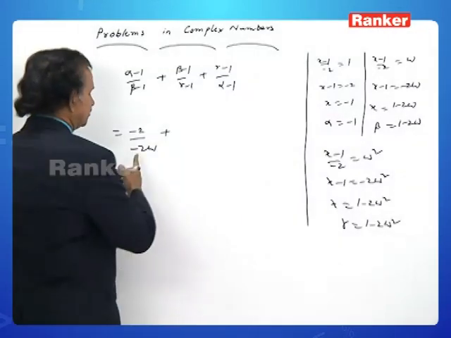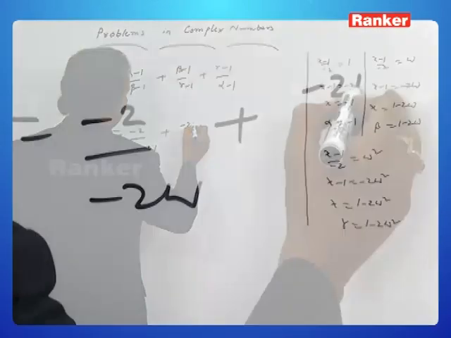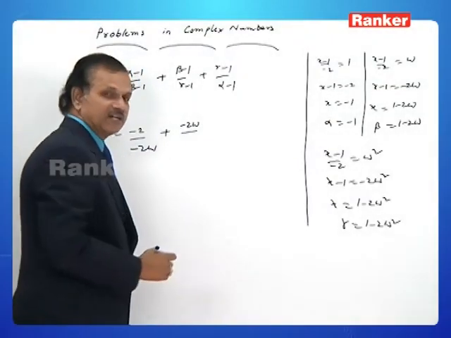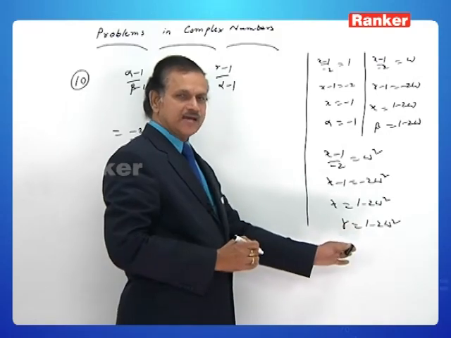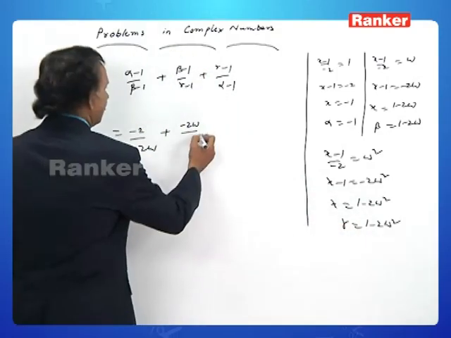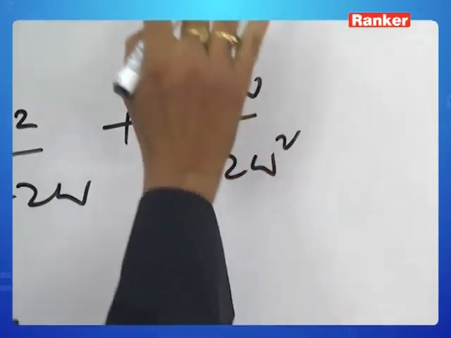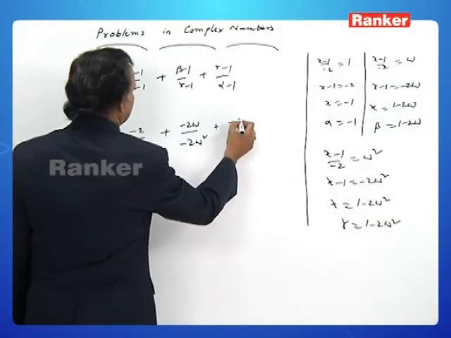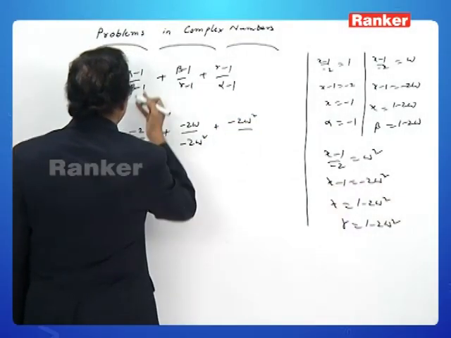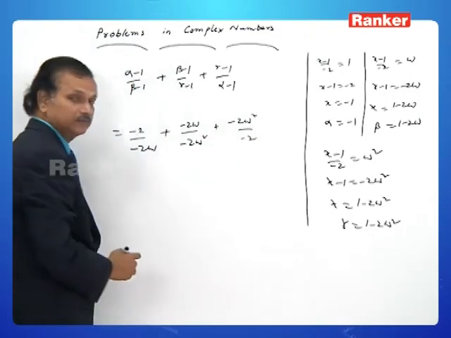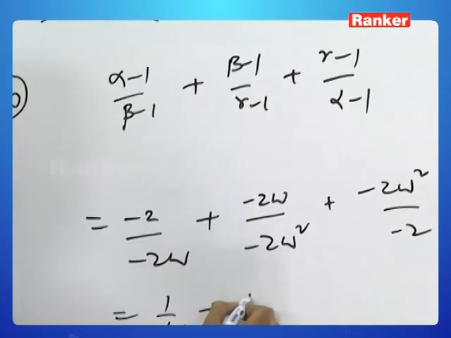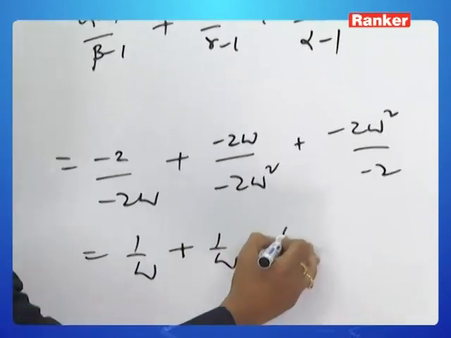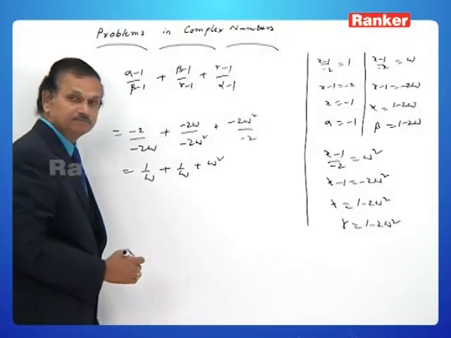Plus, what is beta minus 1? Just now we have seen minus 2 omega. What is gamma minus 1? This is gamma. What is gamma minus 1? Minus 2 omega square. What is alpha minus 1? It is minus 2. Now, this is 1 by omega plus 1 by omega plus omega square.